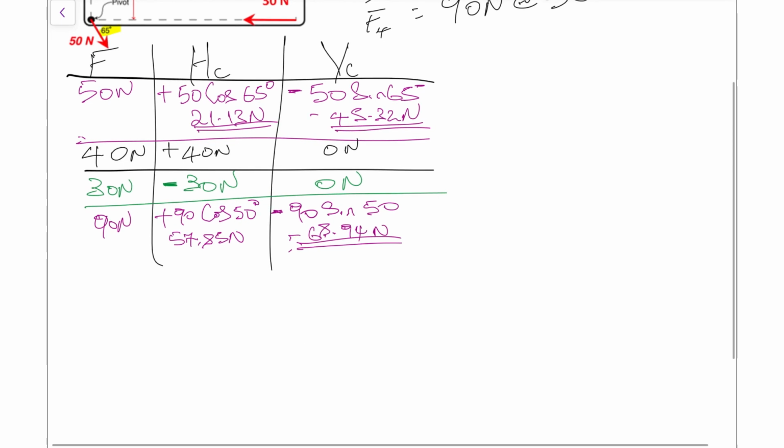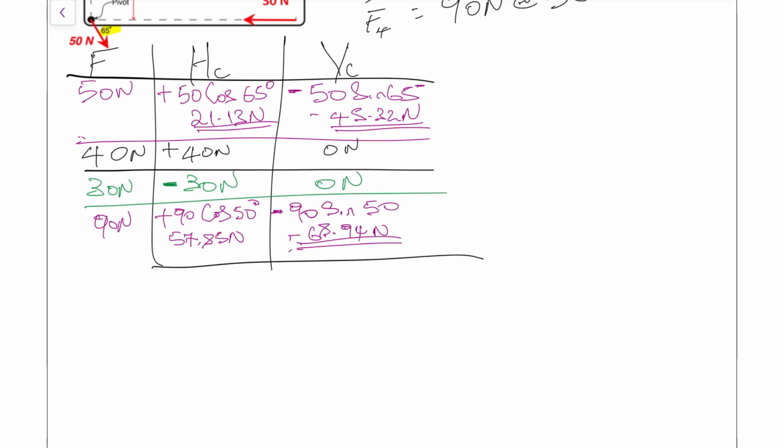So now that we have our force components, what's next? We have to now sum these columns for the vertical components and the horizontal components. And what that looks like, the values that we're going to add for the horizontal components will be this 21.13 newtons added with that 40 newtons, added with that negative 30, and then this 57.85. So all we're doing is just putting these values in our calculators and getting the total. And for the horizontal components, this turns out to be 88.98 newtons.